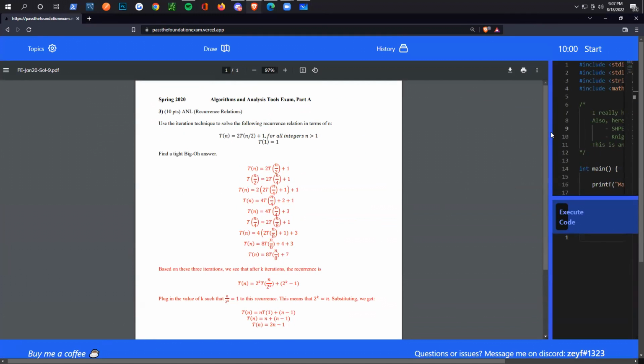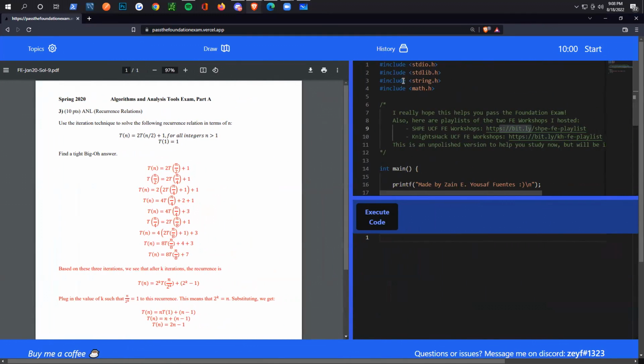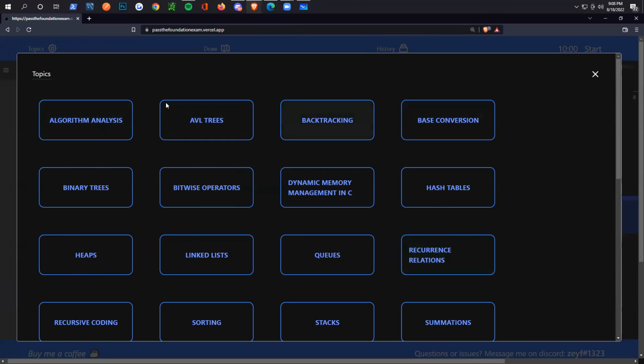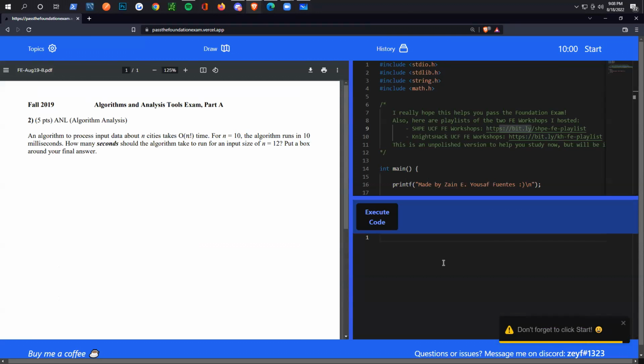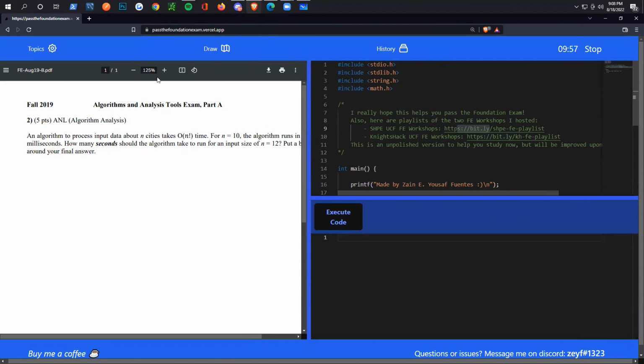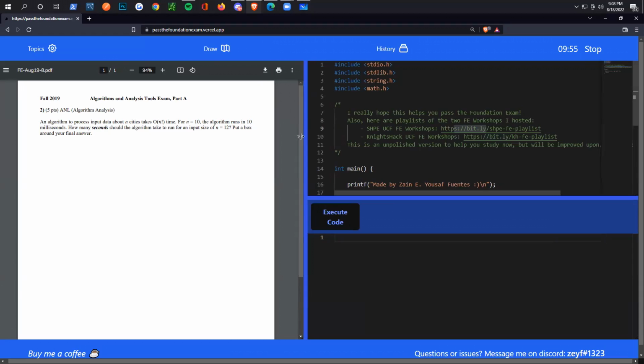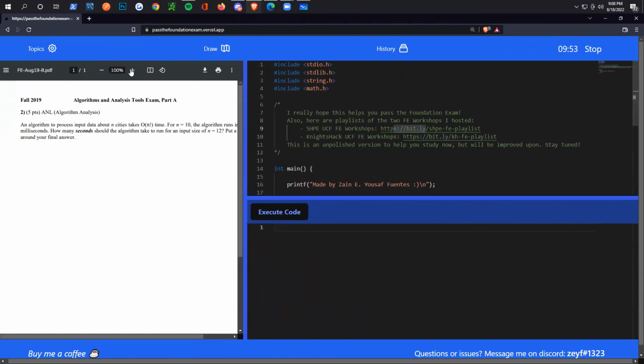Okay, so next section, I don't know what that was. Okay, so I said base conversion first, but it's getting a little late, so let's do algo analysis first. So I'm just gonna hop into the question. Okay, so please zoom in a little more.